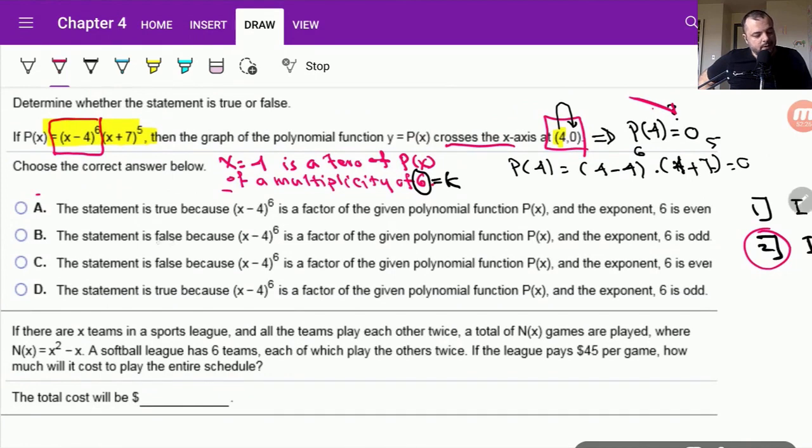Why is it false? Because (x minus 4) to the power of 6 is a factor of the given polynomial and the exponent 6 is odd. Absolutely, this is incorrect because 6 is not odd. So the second one is the correct one, because 6 is even.